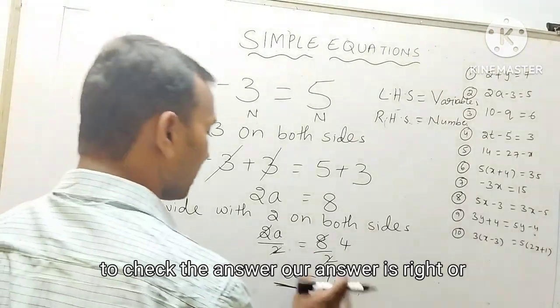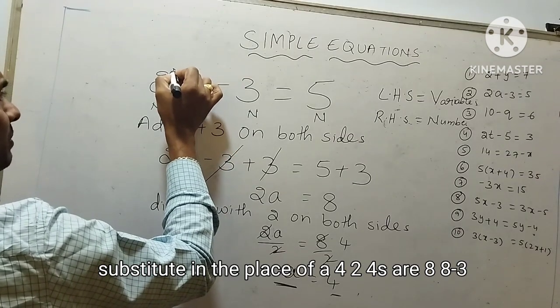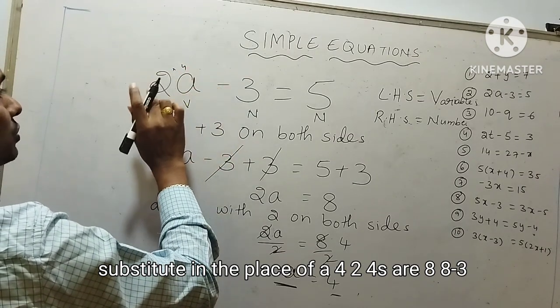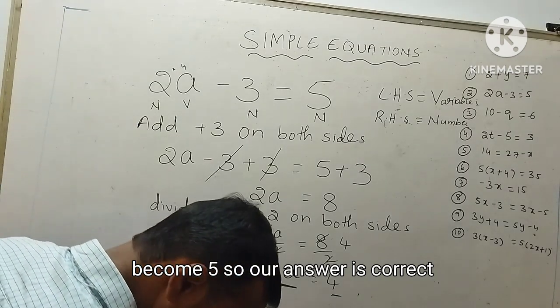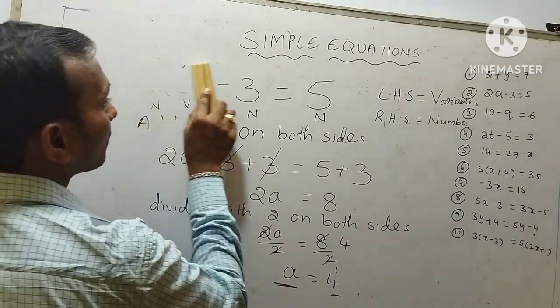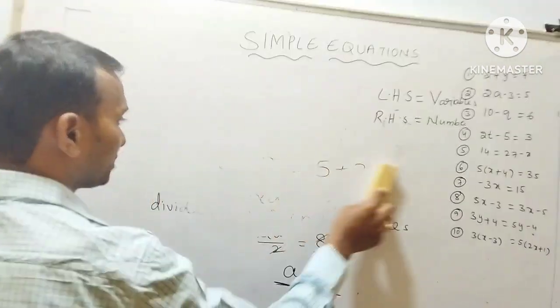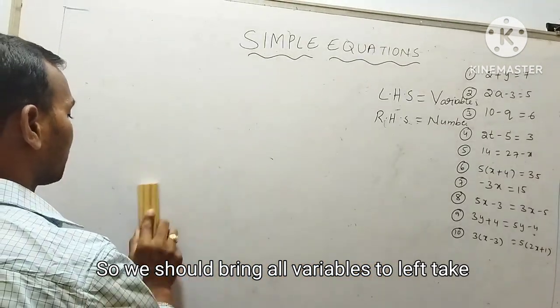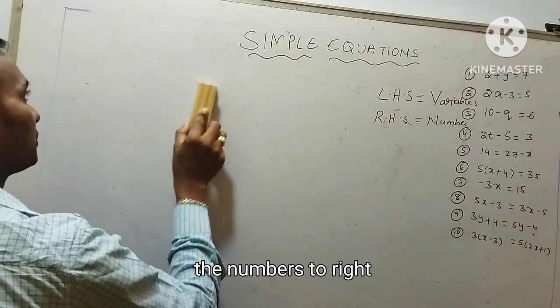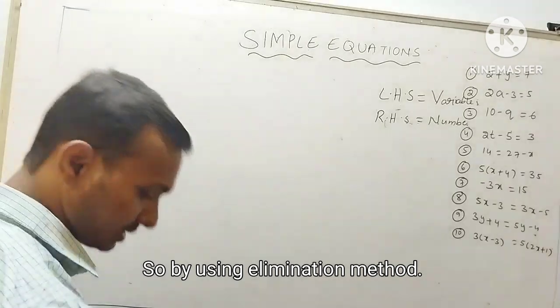The answer is a is equal to 4. If you want to check whether our answer is right or wrong, substitute 4 in the place of a. 2 fours are 8. 8 minus 3 becomes 5. So our answer is correct. The variable position is the left side, the numbers position is the right side. So we should bring all variables to the left and take the numbers to the right by using the elimination method.